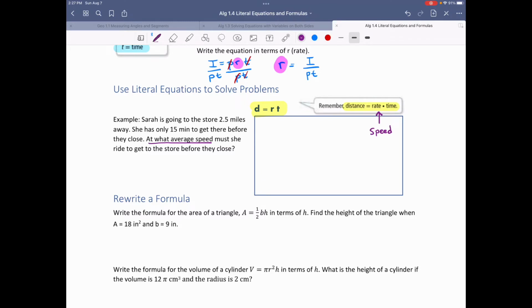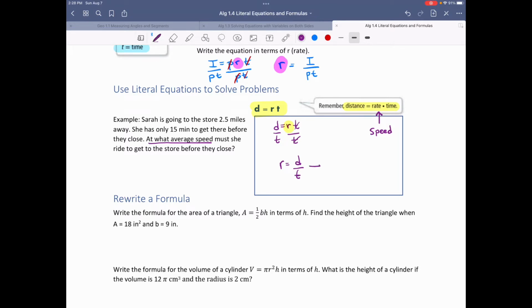So we are going to solve this literal equation d equals RT for speed because that is what we want to figure out. We want to figure out her average speed. So to do that, we're going to divide by t. And the t's cancel, leaving us with r equals d over t.